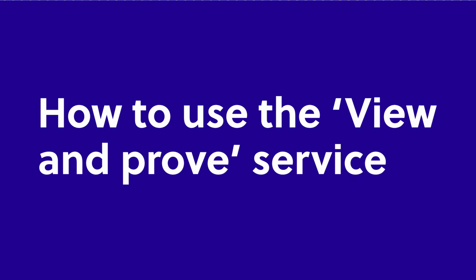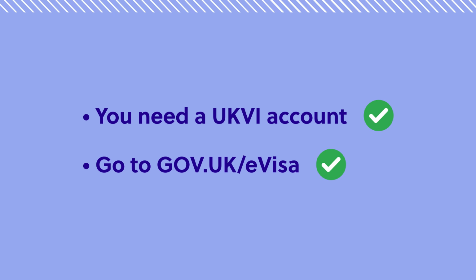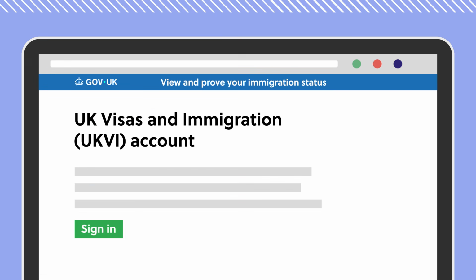How to use the View and Prove service. You can only use the View and Prove service if you have a UKVI account. If you do not have one, go to gov.uk/eVisa and follow the instructions on how to create an account. To use the View and Prove service, go to gov.uk/eVisa and sign in using your UKVI account details.